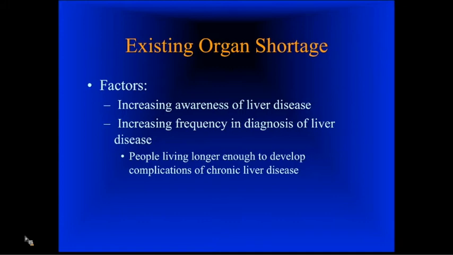There's also an increasing frequency of diagnosed liver disease. One example I use is people who live long enough to develop complications of chronic liver disease, given the appearance and utilization of antiretroviral agents for HIV. Before the availability of these agents, and I know that because I'm from that generation, we didn't see people with HIV live past 40 years of age. Once those therapies became available, we started seeing these patients live long enough to manifest chronic liver disease and decompensated liver disease.